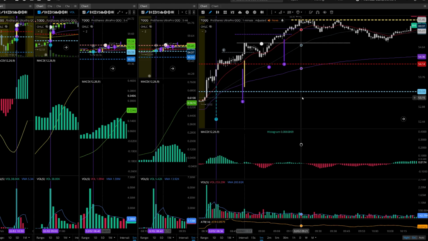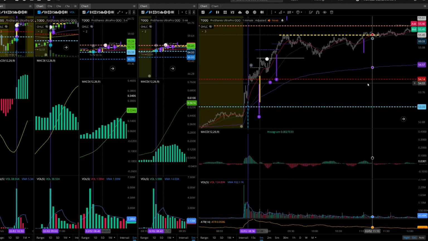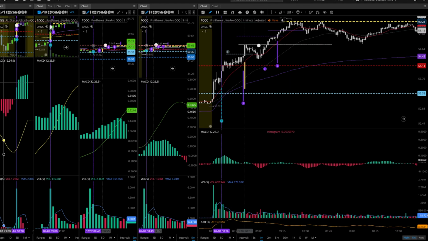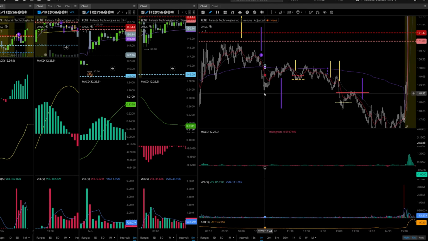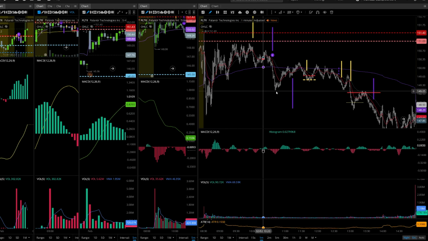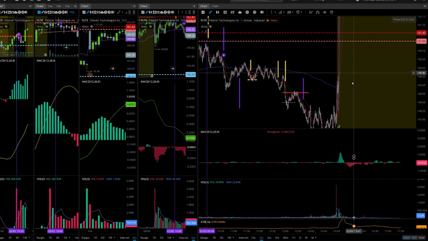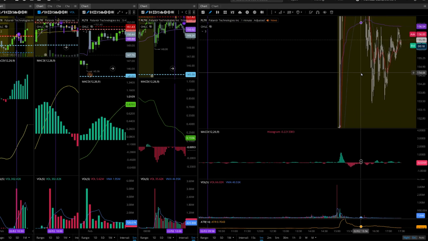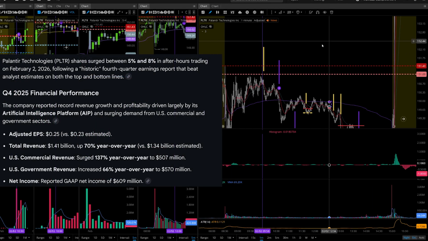That would have led to a massive, supermassive grand entry because the price never came back. It would have been a wonderful trade. And the next 4 trades of the day were all in Palantir. And look at what happened to Palantir after hours, by the way. Look how it shot up like 8 or 10% after hours. Why? Because of earnings. That's why.